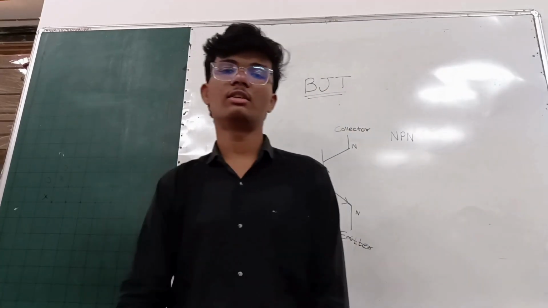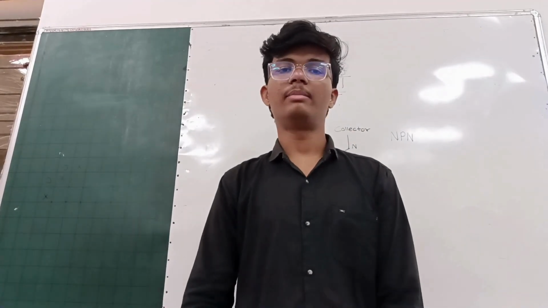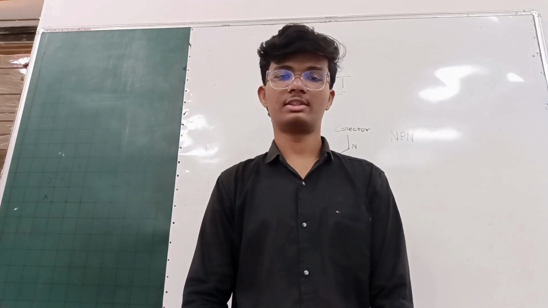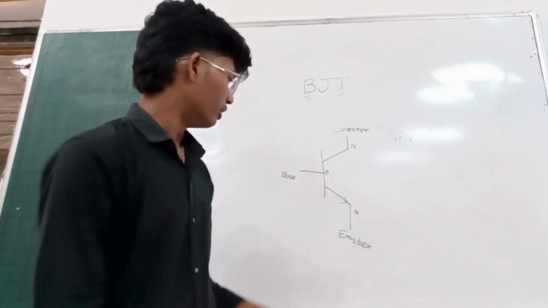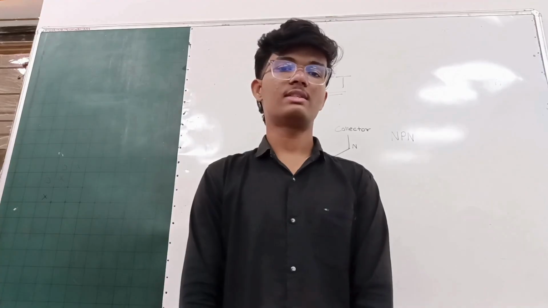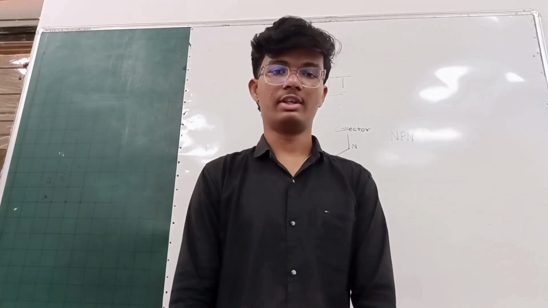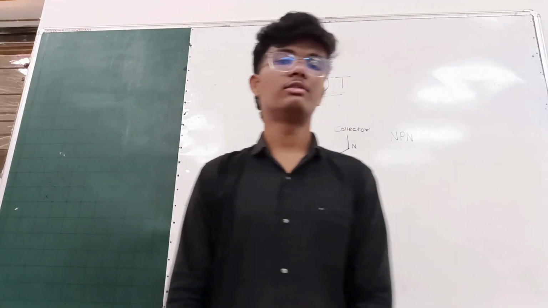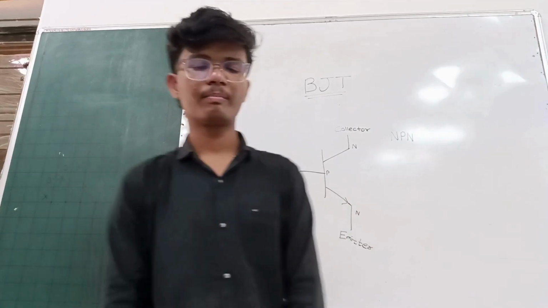Now we'll see the working of the NPN transistor because the NPN transistor is mostly used in electrical circuits. In the initial stage, when no current is applied at the base terminal, therefore IB is equal to 0. In this state, the transistor remains in the off condition. It means that no current is flowing from collector to emitter.